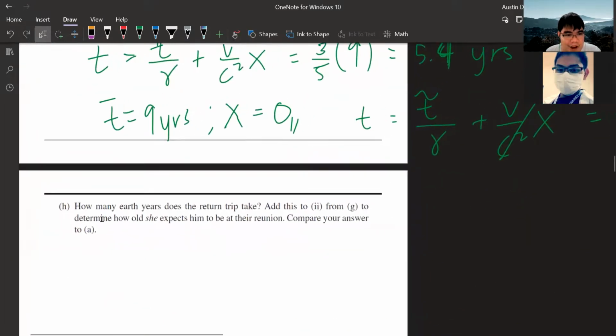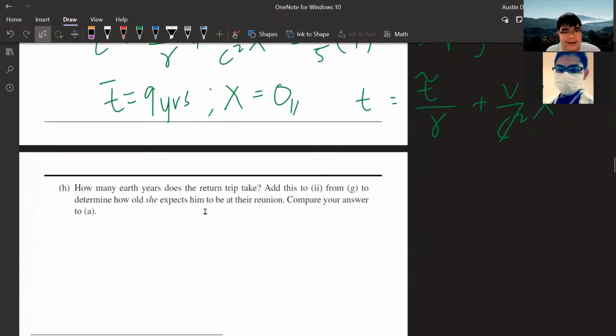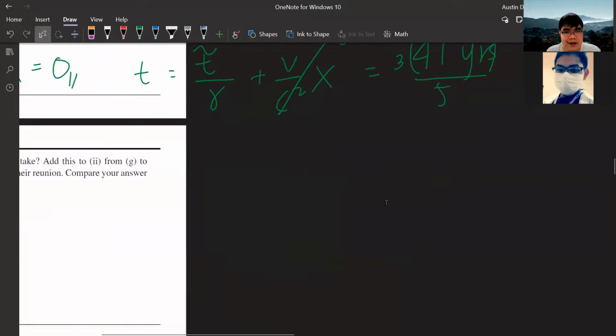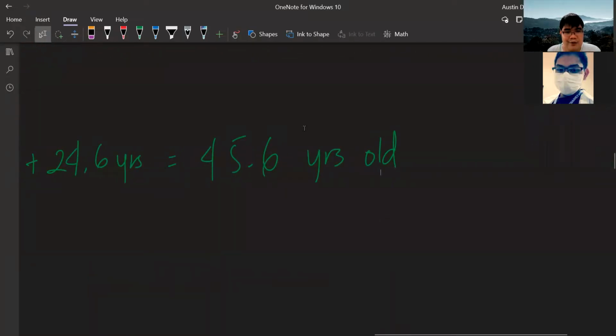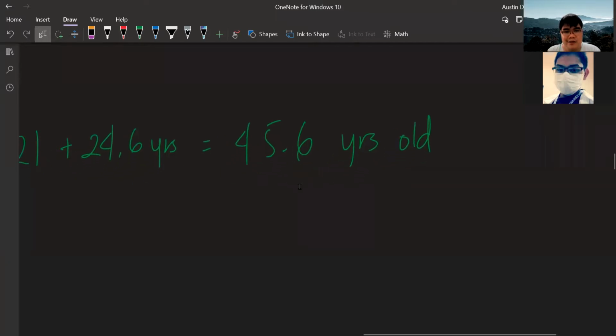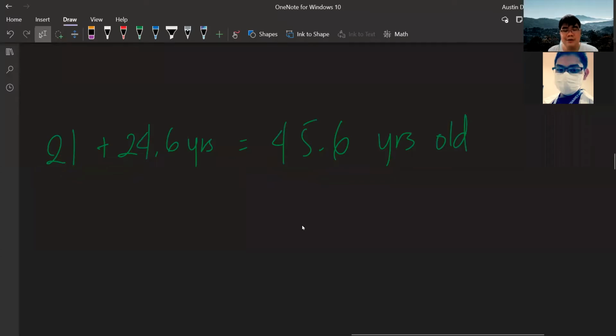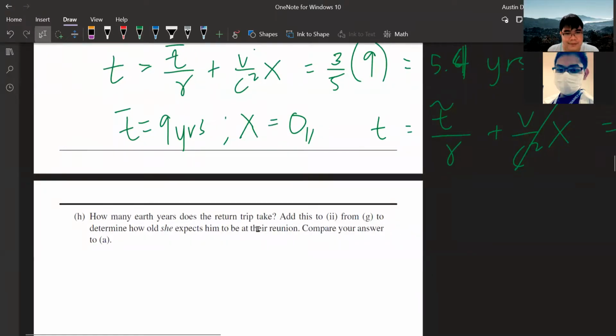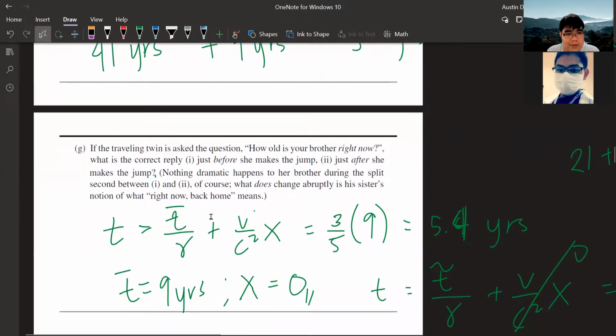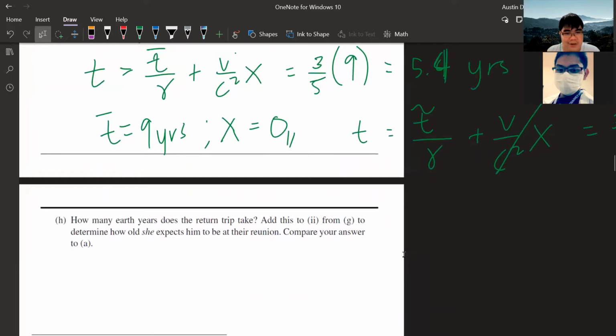So you have that. So how many Earth years does the return trip take? Okay. Therefore, yung Earth years na kailangan na lang, yung return trip would be, di ba, 45.6 na nga yung kuya. Therefore, ang kailangan niya na lang, kasi di ba, pag dumating yung ate niya, 51 years old na siya. Okay? And ilang Earth years na lang yun? So, ito ay dapat 5.4. Okay? 5.4 years. Earth years. Okay, add this to 2 from G. Okay, baliktad pala ginawa natin. Sinubtract natin doon sa daya.